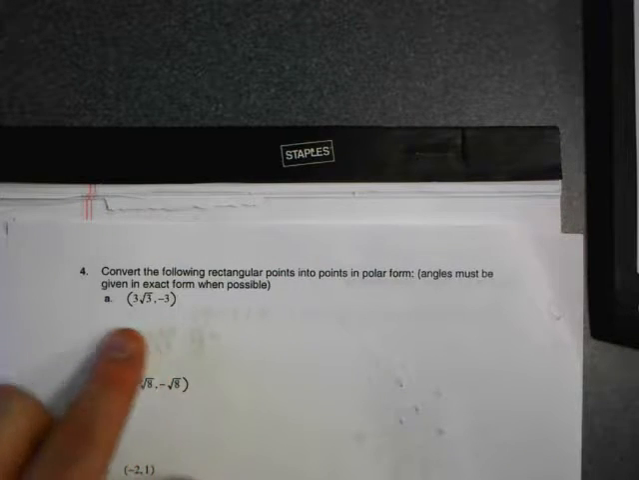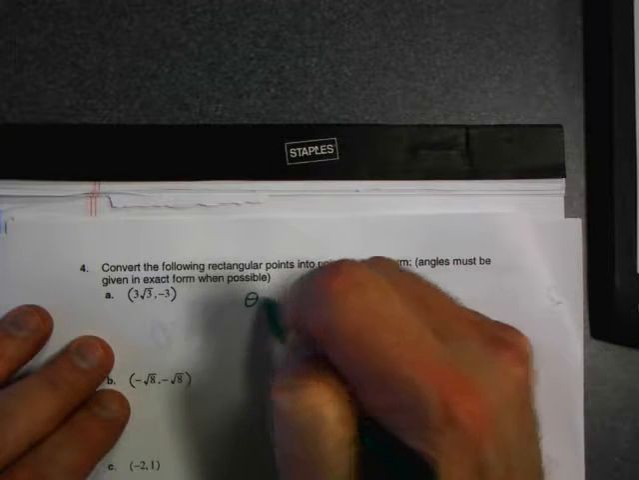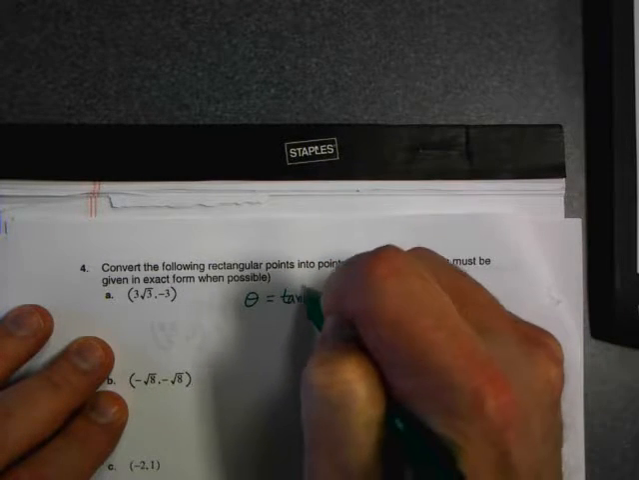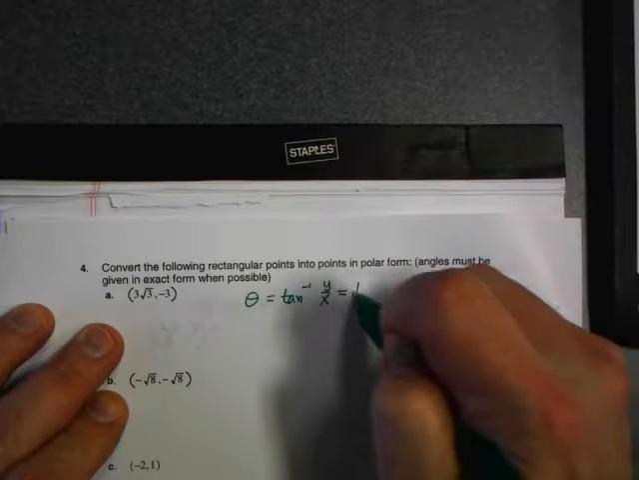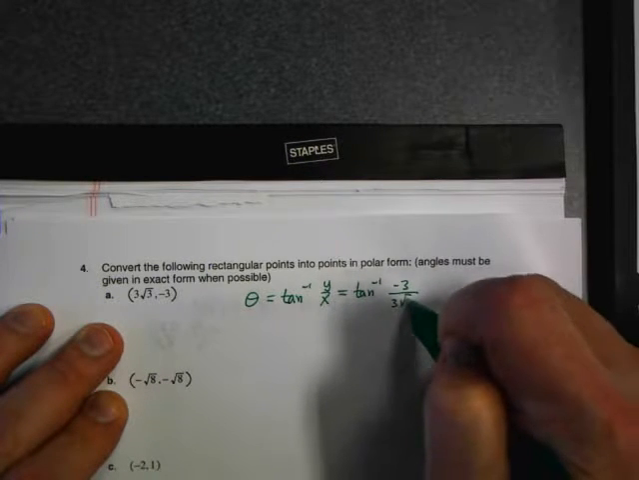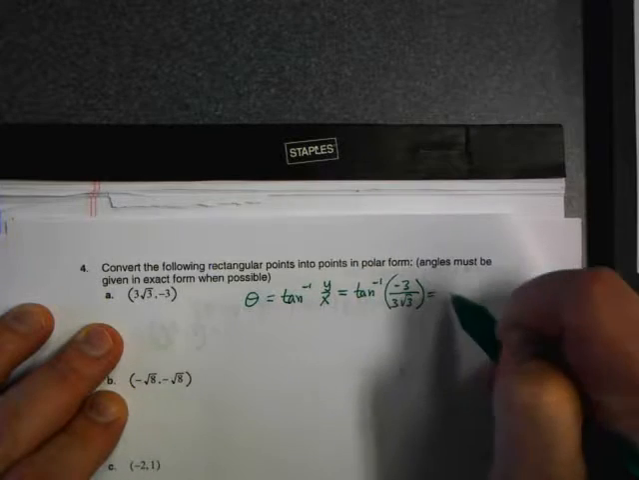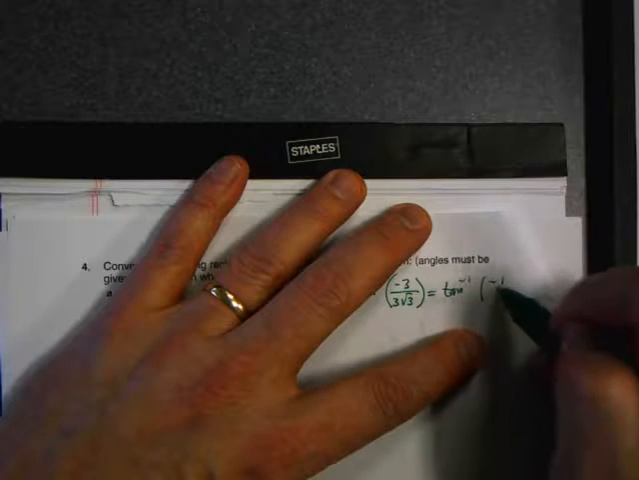So I have 3 square root of 3, comma, negative 3. That's a rectangular point. Which quadrant is that in? That's in quadrant 4, so we're okay. Tan inverse works in quadrant 4. We're going to get the right answer. So theta is tangent inverse of y over x. So that's tangent inverse of negative 3 over 3 square roots of 3. That's tangent inverse of negative 1 over the square root of 3.